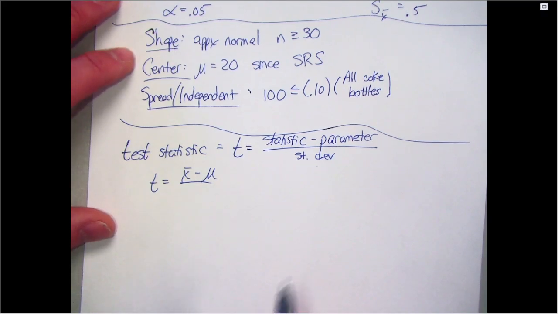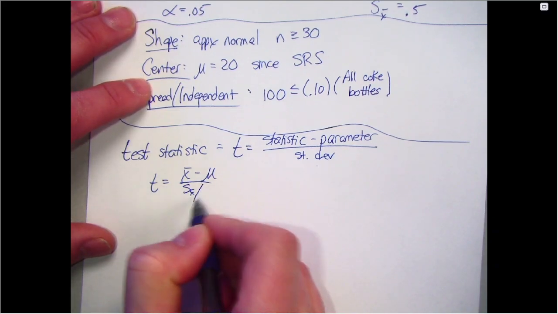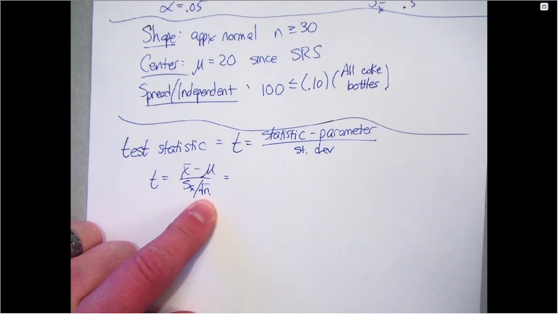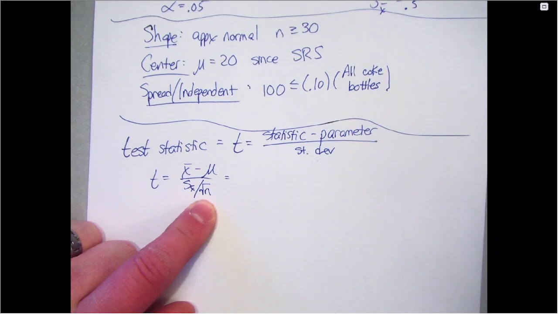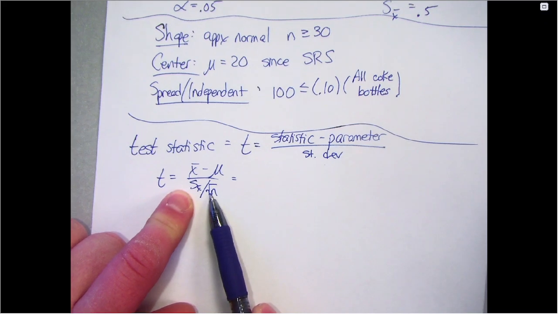And the standard deviation, remember, is the standard deviation divided by the square root of n, because you took a sample. This was back in the chapter before the proportions. When you have a sample standard deviation, you have to divide it by the square root of n.